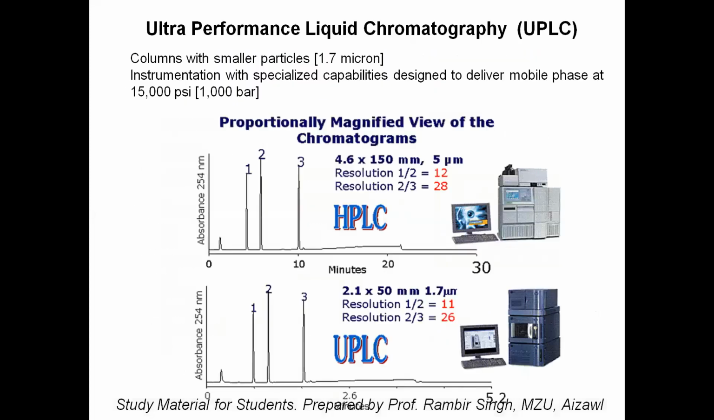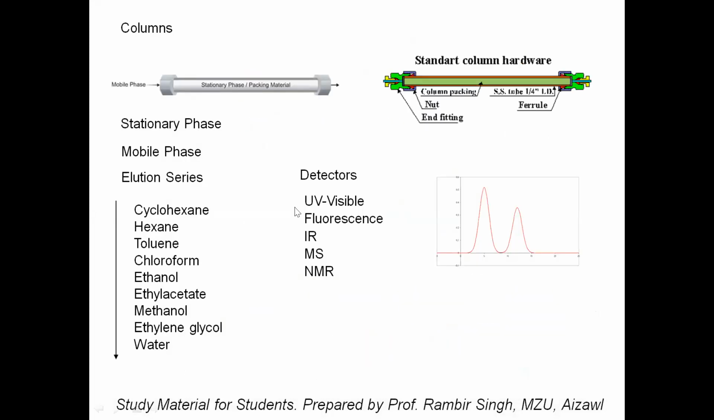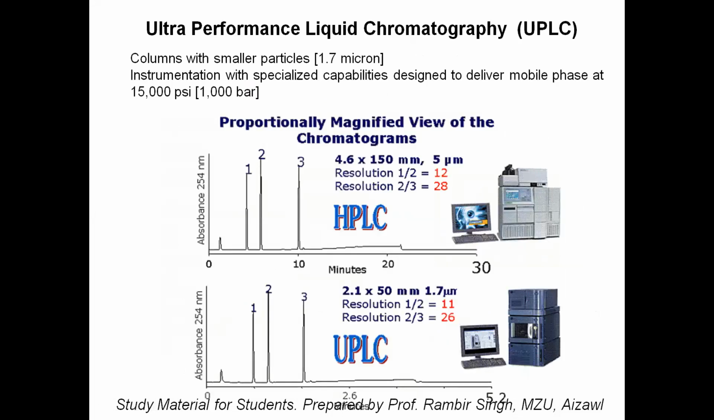This we discussed, right? And these are the common detectors that have been used. UV visible is the most common detector. Can you see the slide? This is the detector slide. Then UV visible, fluorescence, IR, mass, or NMR. These are the common detectors which are used with the HPLC.